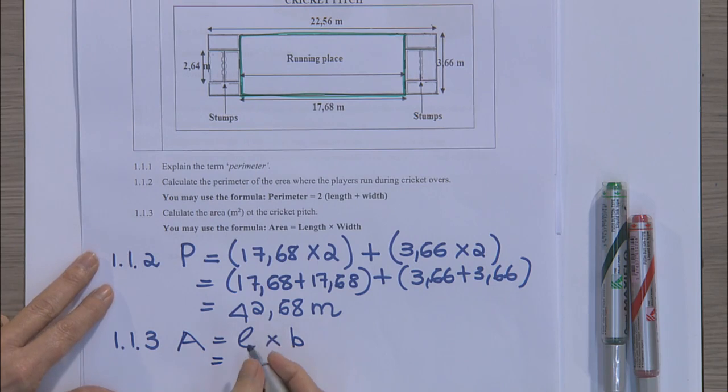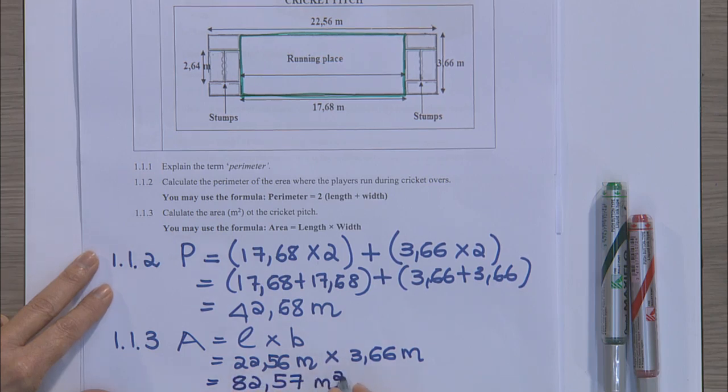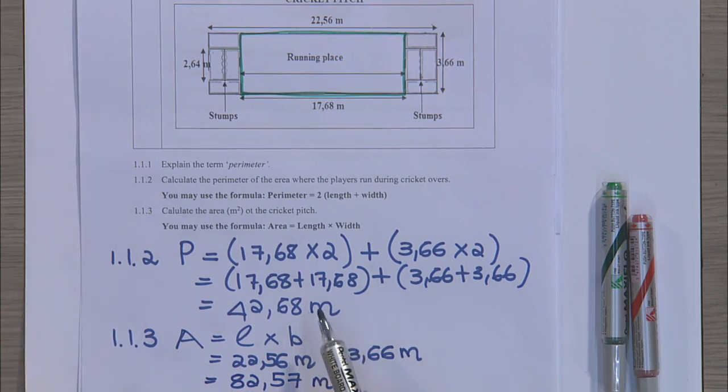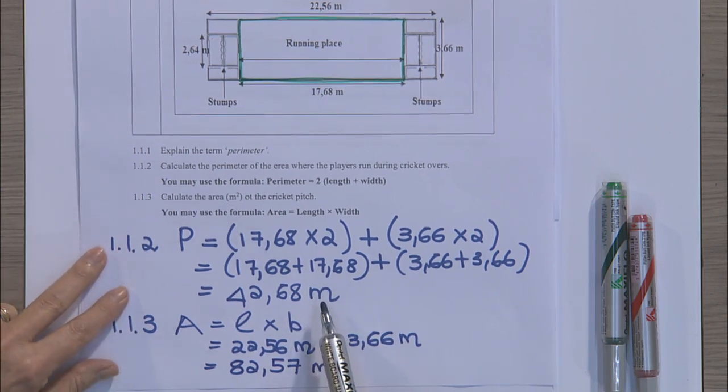So the length is 22.56 meters multiplied by 3.66 meters. Both of the measurements are in the same unit. We multiply them and we get 82.57 meters squared. Why is the answer for perimeter only in meters?